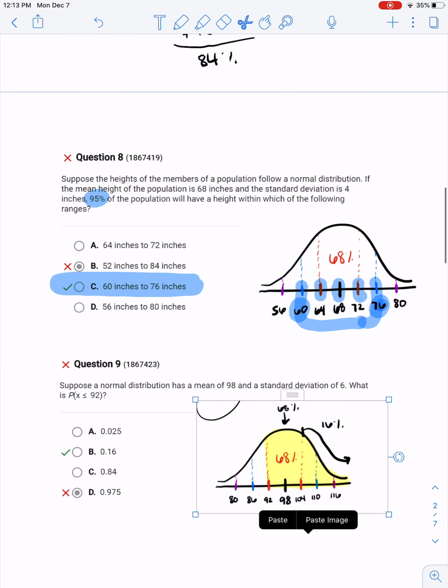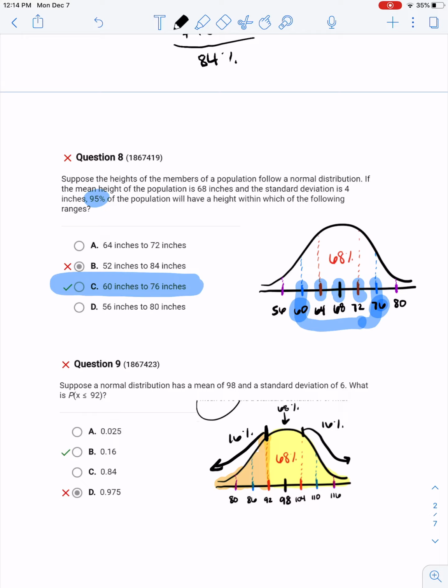Okay. So it says it has a mean of 98. That's what we have. And a standard deviation of 6. What is the probability this time that x is less than or equal to 92? So this time I'm looking at from 92 right here over here to the left. So again, if 68% is the percentage in the middle, then there's 16% of the curve to the right, and this would be 16% of the curve to the left. So that's it. 16% of the curve is that orange section, okay?